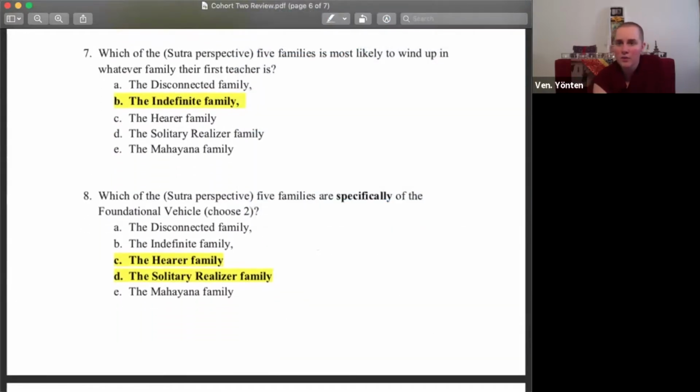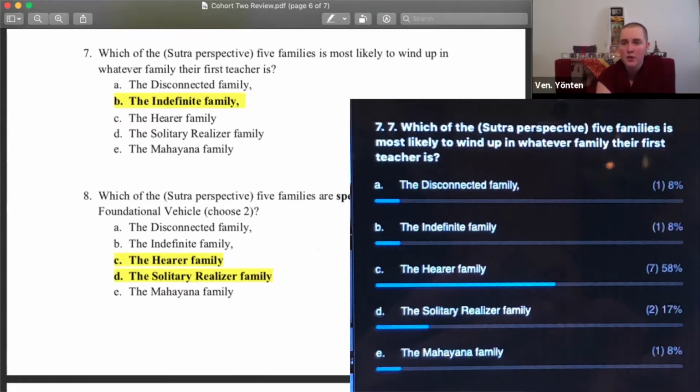7, which of the 5 families is most likely to wind up in whatever family their first teacher was? The hearer family. You would think so given the name, but remember it was the indefinite family. It was those who could have gone either way, and they're very easily influenced. Hearers refer to how they study and how they practice. They practice through hearing. So the answer to this one was indefinite family.